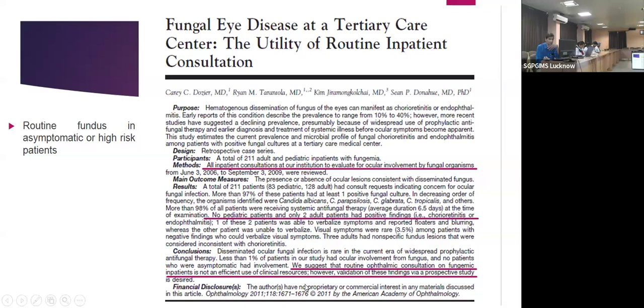Therefore, this was done in the United States. And what they concluded was that routine ophthalmic consultation on fungemic patients is not an efficient use of clinical resources. However, validation of these findings via a prospective study is desired. So this also is no longer a practice or no longer recommended, but doing fundus examination or a visit by an ophthalmologist at frequent or fixed intervals is not a bad thing.